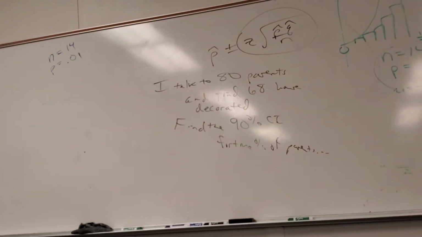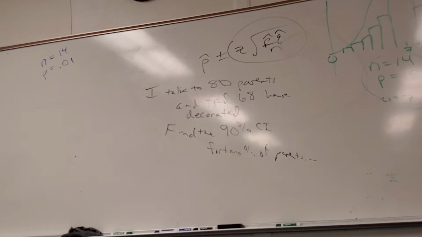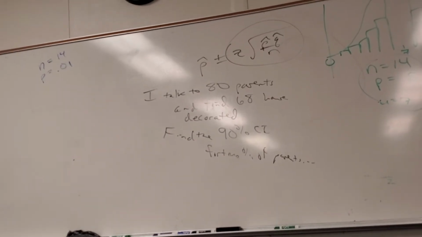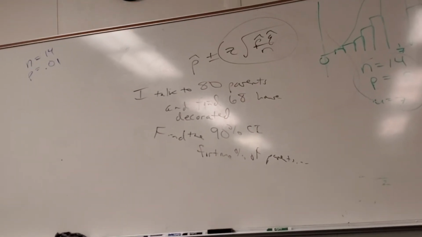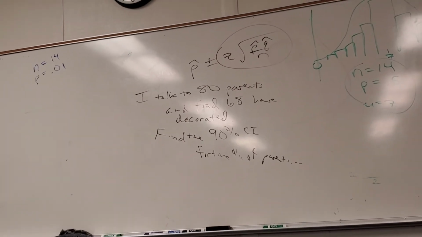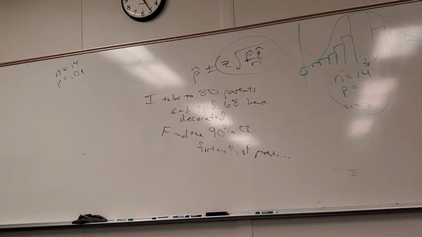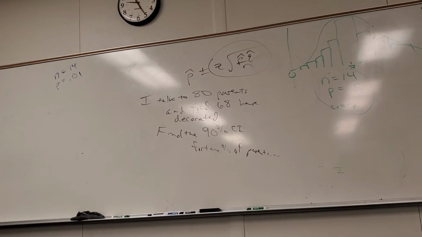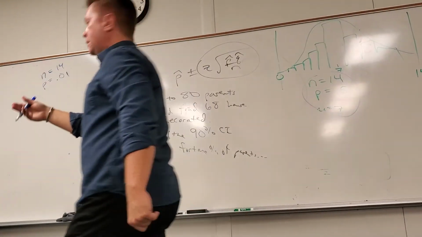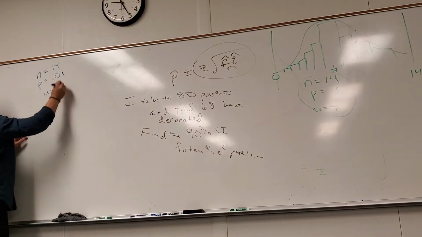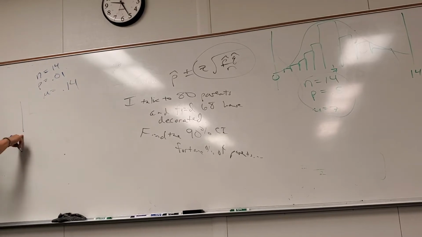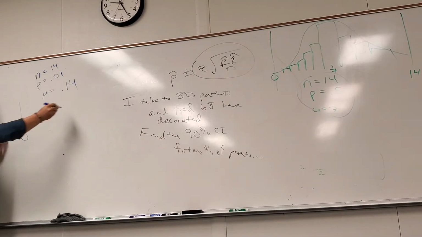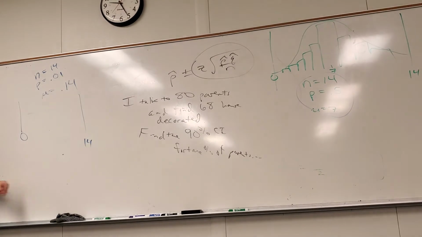So I got a really heavily weighted coin. N is 14, but P is only 0.01. There's only a 1 out of 100 chance that it's going to come out to be a head. 0.14, right? You multiply N times P. So the mean would just be 0.14. And again, what was this wall? 0. And what was this wall? 14.